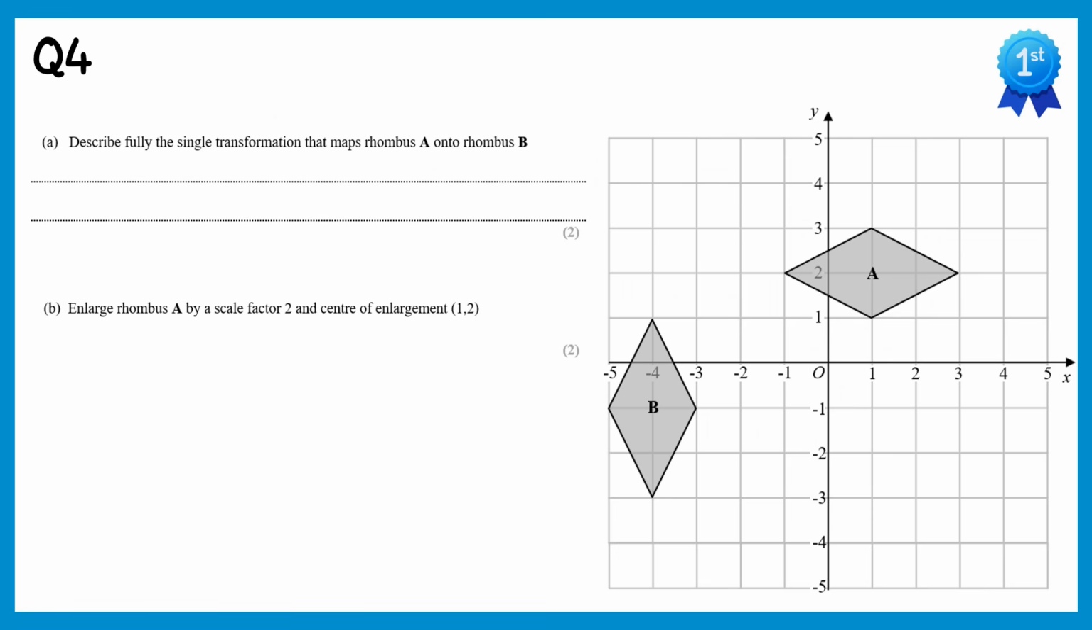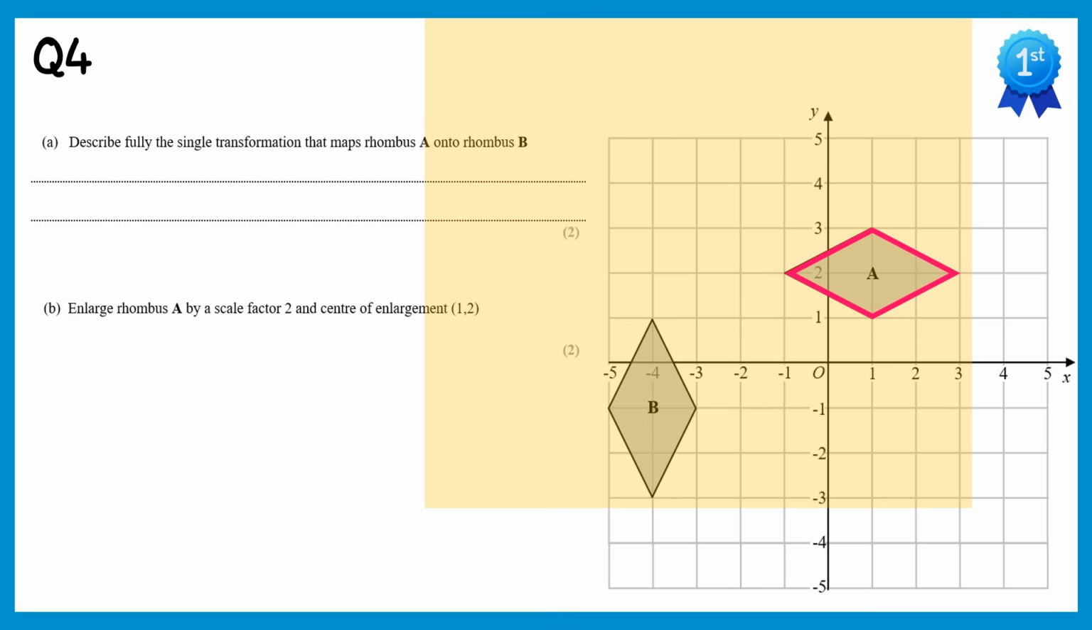For this question, we're looking for the transformation that maps rhombus A onto rhombus B. So I can tell since the shape has been turned round, this one must be a rotation. So what we'll need to do is take some tracing paper, draw over the shape, and then we need to try and find the centre of rotation.